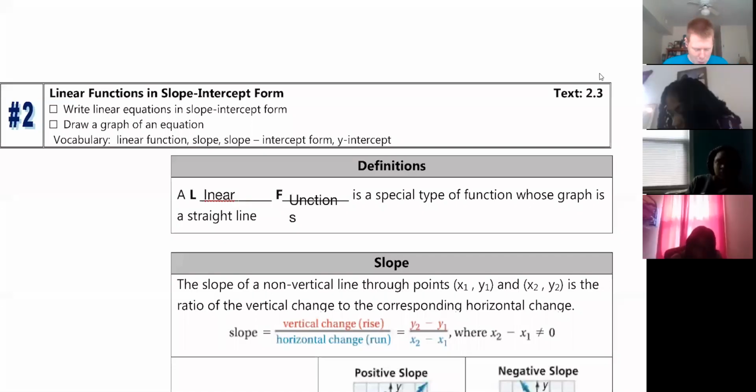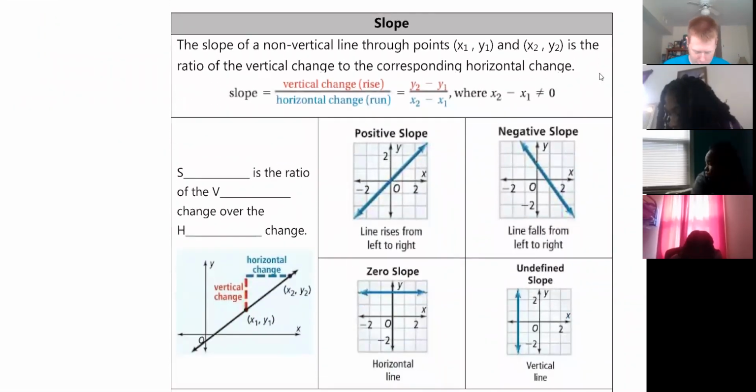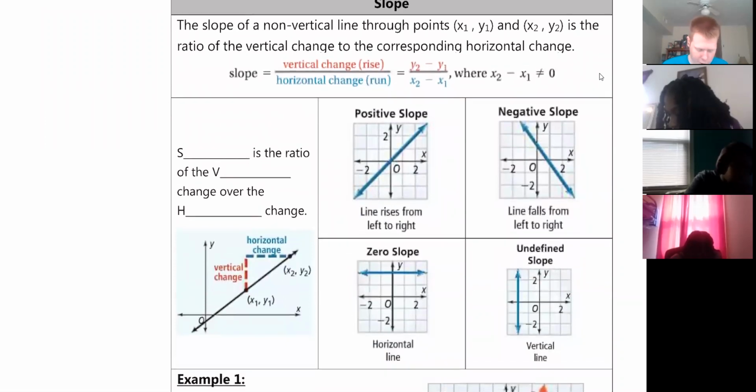All right, so looking at 2.3, linear functions. A linear function is a special type of function whose graph is a straight line. You've seen probably hundreds of these. You're probably not a huge fan, but they are a very important function because they come up in a lot of different applications, a lot of things you can model with a line.